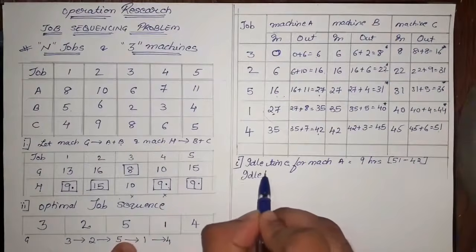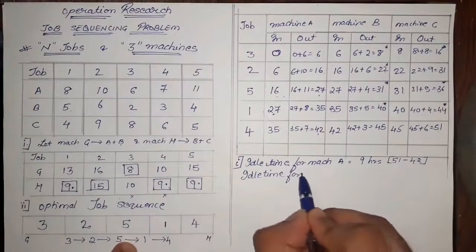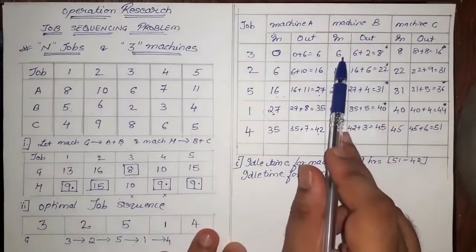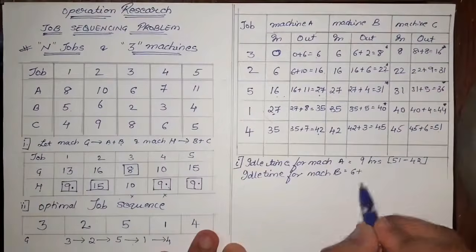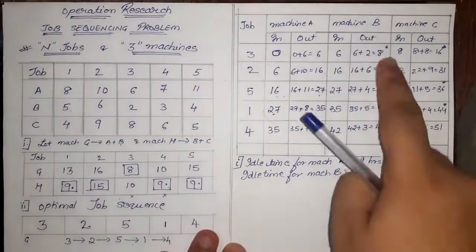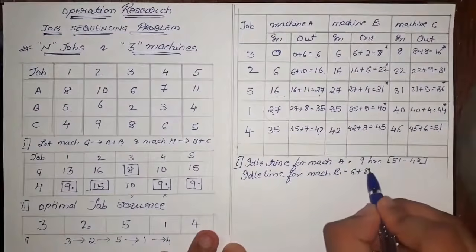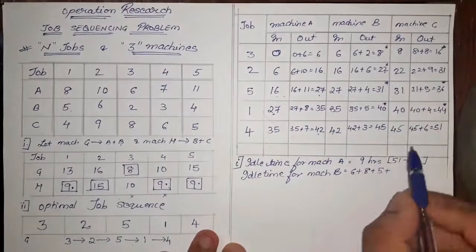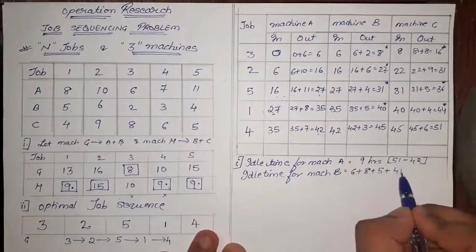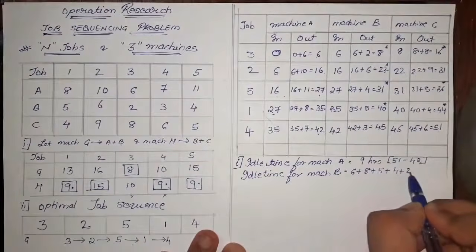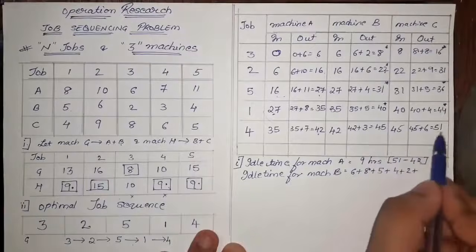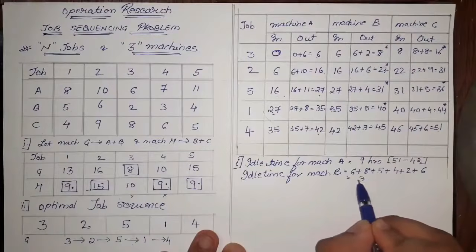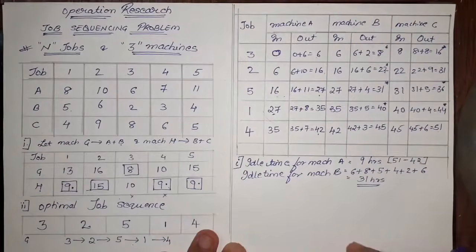Similarly, we need to find now the idle time for machine B. Now machine B started the very first job at 6 hours. The very first 6 hours it had waited, that was the idle time. Next, from 8 to 16 it had to wait, so another 8 hours it had waited here. Next, from 22 to 27, so another 5 hours idle time. From 31 to 35, again 4 hours idle. 40 to 42, again 2 hours idle. And lastly 45 to 51, so 6 hours again idle time here. So total 31 hours idle time machine B had.